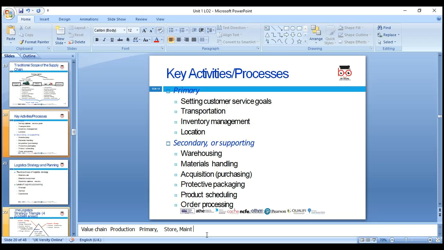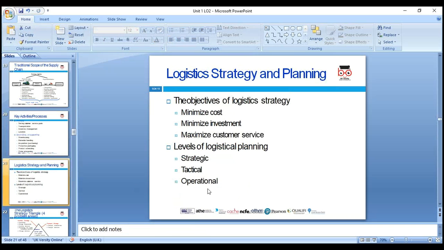You can argue why this is not primary. Some organizations may consider it a primary activity. You're right, that's absolutely fine.